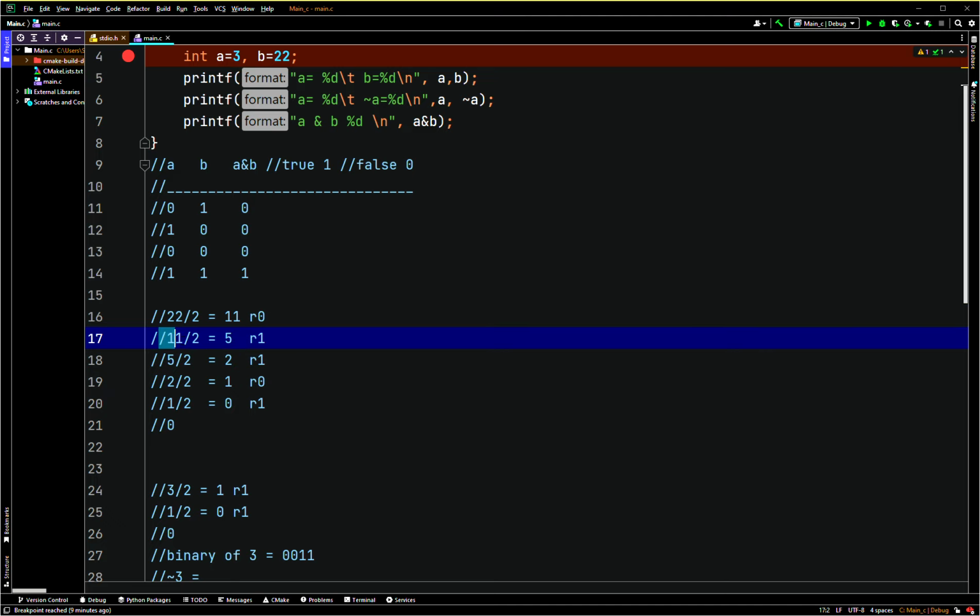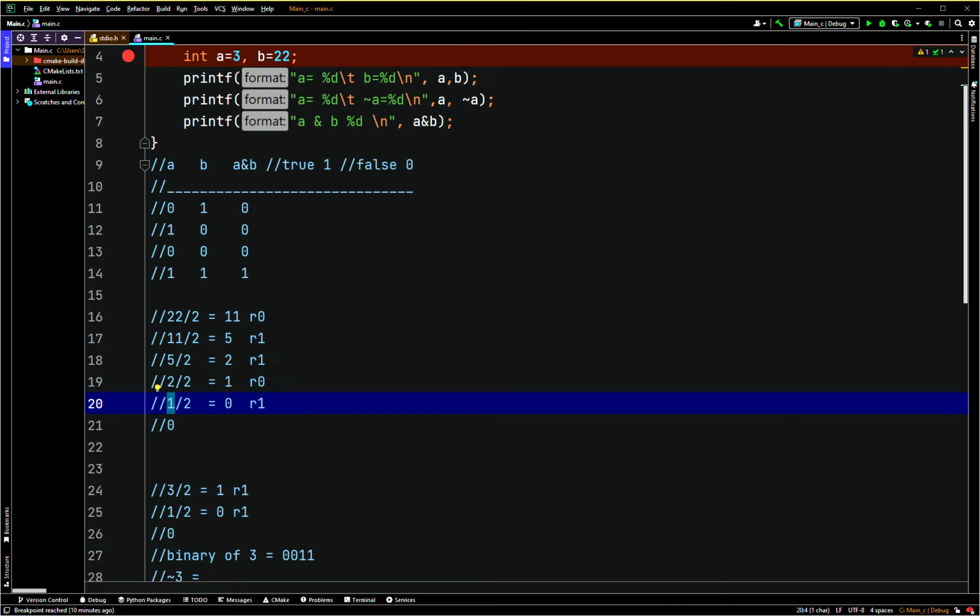Next we carry the quotient 11 down. 11 divided by 2, we get 5. So 2 times 5 is 10. We have a remainder of 1. The 5 quotient gets carried down. 5 divided by 2, that's 2 goes into 5 twice. 2 times 2 is 4. We have a remainder of 1. We carry the 2 down. Then 2 divided by 2 goes in evenly once. 2 times 1 is 2, so there's no remainder. We carry the 1 down here.